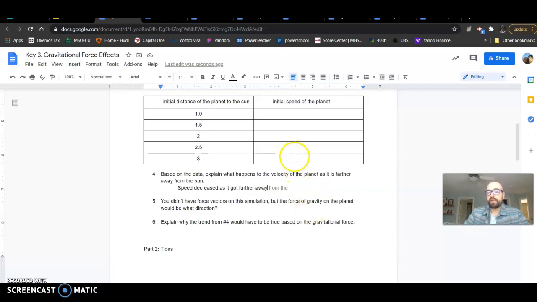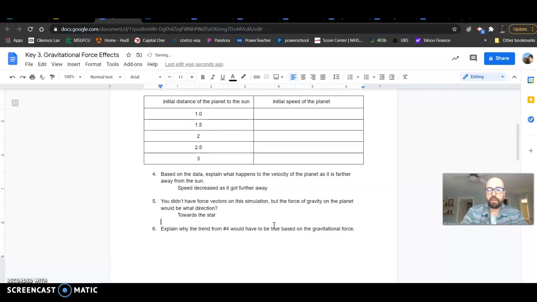The problem with this is that that works if they're the same mass. So as you change the mass of the planets, like we have in real life, that complicates that a little bit more. But we want to keep it simple right now. So thinking about these as if they were the same mass. So you didn't have force vectors, but the force of gravity on the planet would always be what direction? That's going to be towards the star or whatever it's orbiting. And so you know that because that's the gravitational force keeping it in orbit.